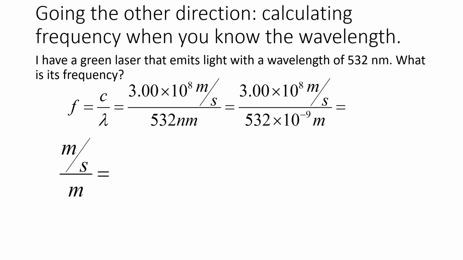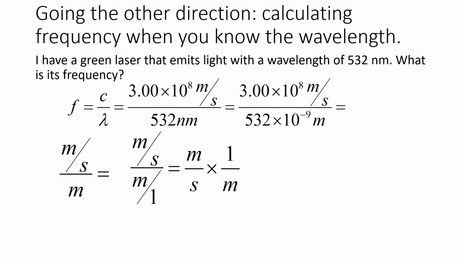Now, what about the units on this thing? A meter per second over a meter. I'm going to take that meter on the bottom and divide it by 1. That will not change it. So I'm just writing it as meters over a second divided by meters over 1. Then I've got a fraction on the bottom. I can flip that and multiply. And when I do that, I'll have meters over second times 1 over meters. The meters will divide out, and I'll have 1 over seconds. And 1 over seconds is hertz. So my answer is going to have units of hertz.